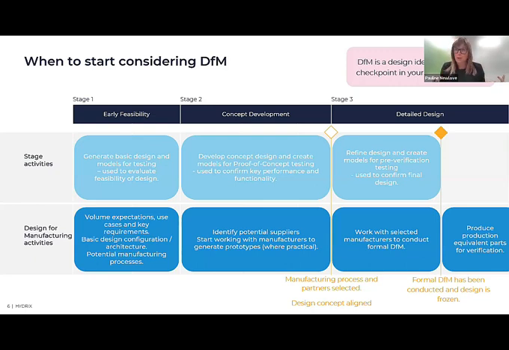You should have your first quote. So as the first thing in stage 3, you select your suppliers and really start that engagement with them as you're detailing your design. If you can get it in earlier, if you have a manufacturing process where you can use your final suppliers earlier to do the prototypes, that would be recommended.